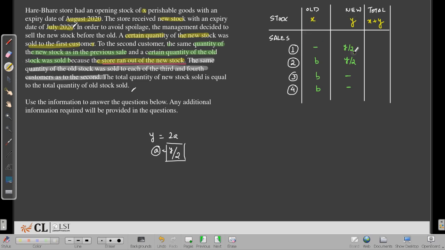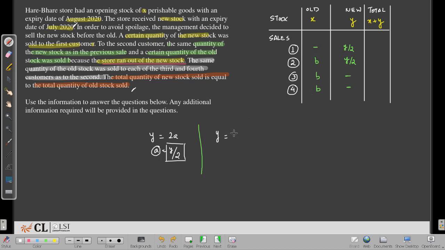Now we have got variables x, y, and b. The information given here also helps us remove b and put it in terms of x or y. Let's see. The total quantity of new stock sold is equal to the total quantity of old stock sold. What is that here? The total quantity of new stock sold here is equal to y.